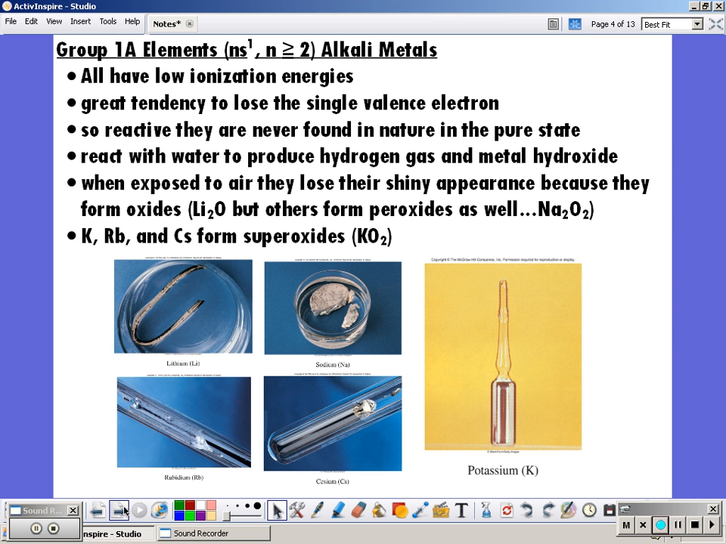So as you go down the group, the oxide is going to change a little bit. One of them is going to be oxide, the other one's going to be peroxide, and then your superoxide. So that's different as you go down.